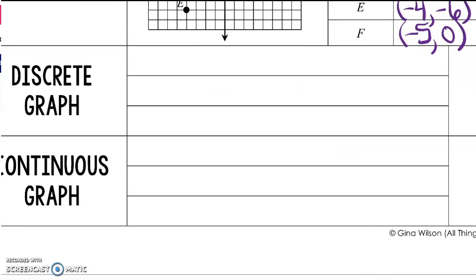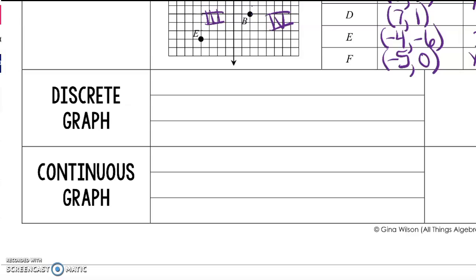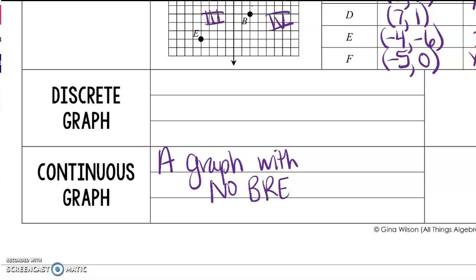We have two types of graphs that we'll be looking at in Unit 3. We have something called a discrete graph and a continuous graph. I'm going to talk about the continuous graph first because that one is a little bit easier to understand. Continuous means it never stops. There are no breaks, a graph with no breaks. The easiest way to describe this is if you start on the very left of your graph and trace it, you would never have to pick up your pencil.